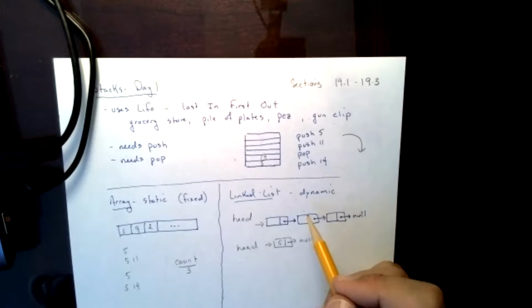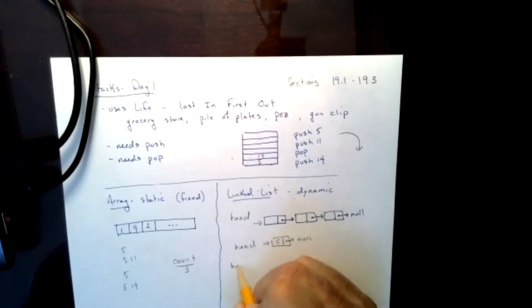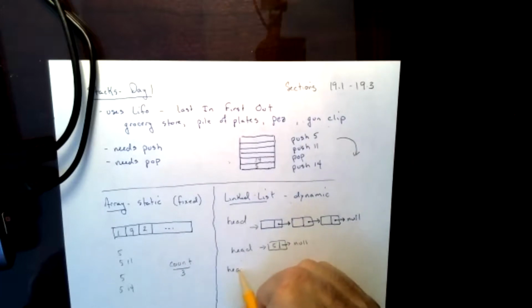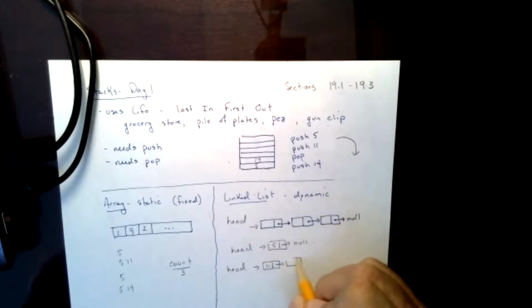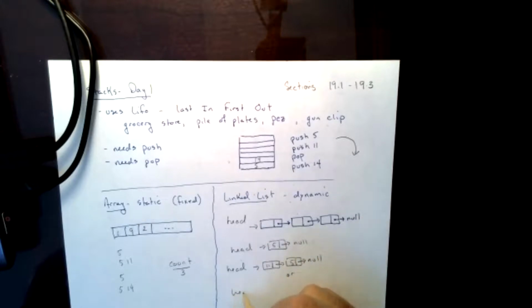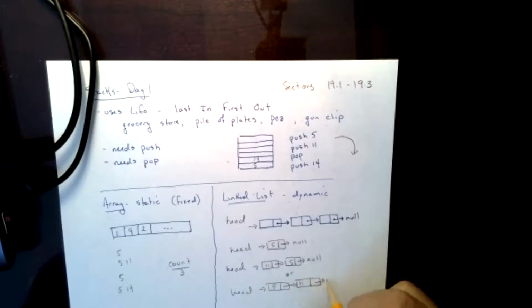If I come back over here, Matthew said, my choices are head now gets a value of 11, which now goes to 5, which goes to null, or I can add here at 5, and when I add the 11, I'm going to add it to the end.